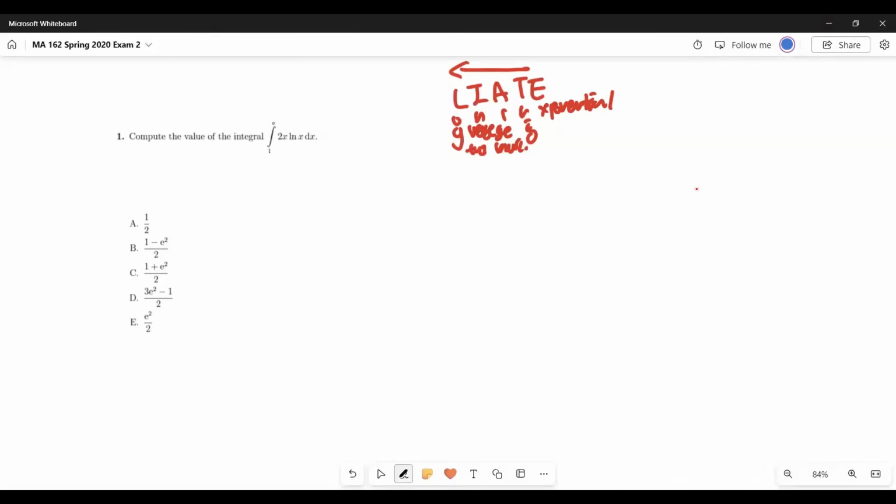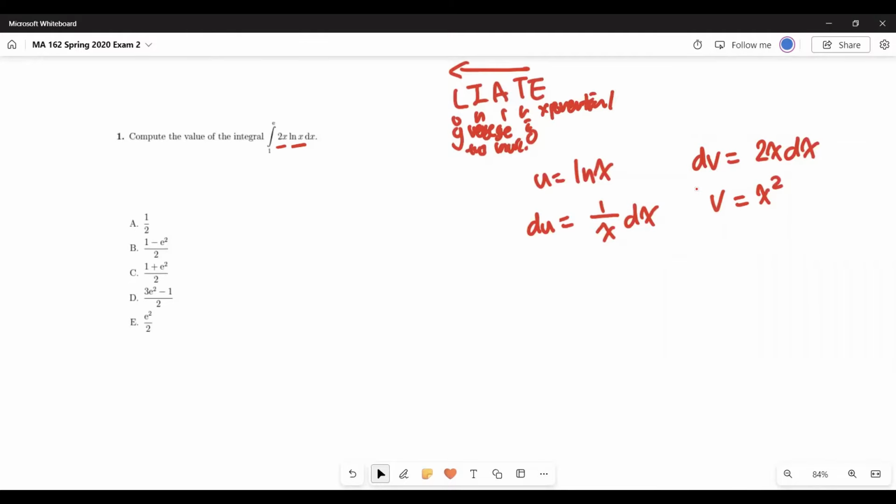So we see 2x and ln x. 2x is an algebraic function and ln x is a logarithmic function. So our u would be the logarithmic function, which is ln x. So u equals ln x, and the derivative, du, would be 1 over x dx. And we put all the rest of the stuff other than u in dv. So 2x dx will equal dv. So our v would be x squared if you integrate it.